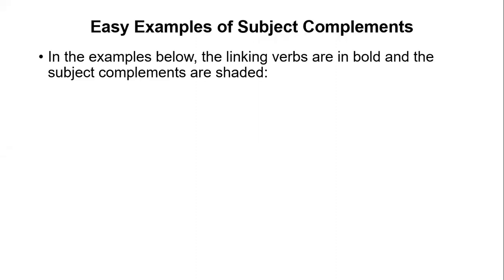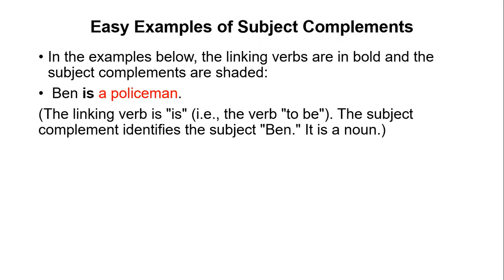More examples of subject complement. Ben is a policeman. Now see here. Ben is the subject, is is the linking verb. The subject complement identifies the subject. Ben is a noun, policeman is a noun. And who is Ben? Ben is a policeman. So it is giving you more information regarding Ben. So a policeman is a subject complement because it is giving you information about the subject.